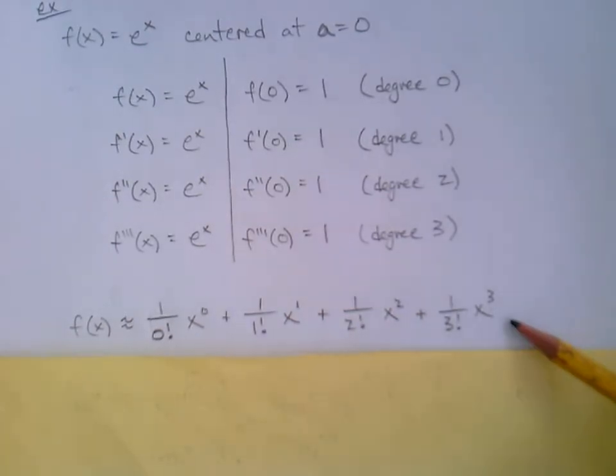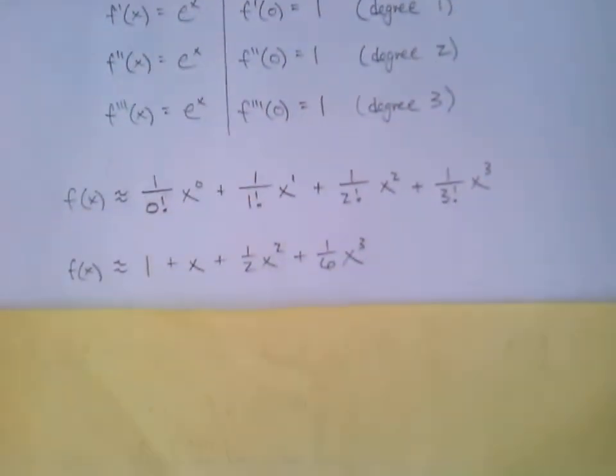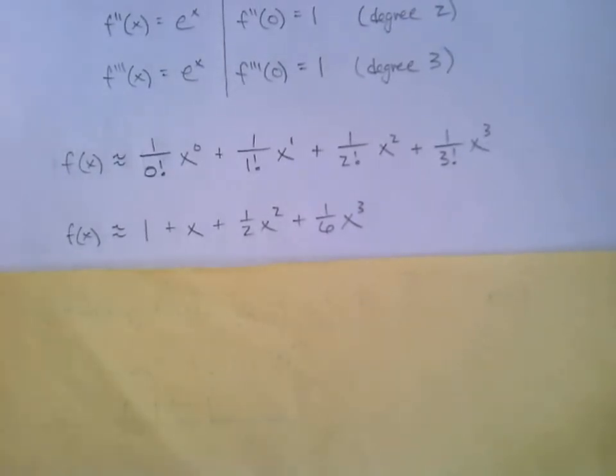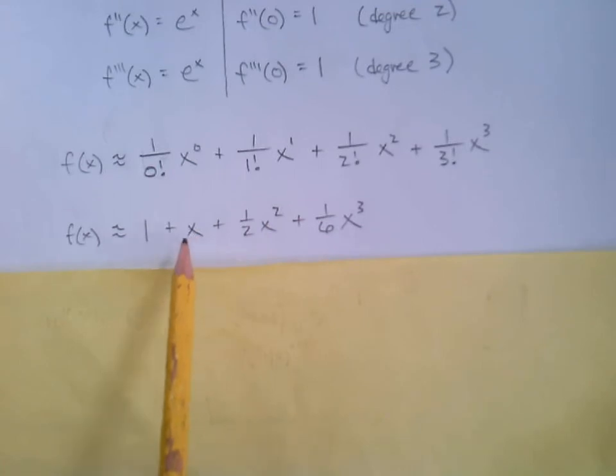Now, of course, we can simplify all of this nicely. So I'll go ahead and slide it up a little bit for you. Our same function, e to the x, is going to be approximated by, and let's clean these up. Well, 1 over 0 factorial is 1. X to the 0 is 1, of course, so that's all just a 1. The next one, 1 factorial is 1, so this all just works out to be x.